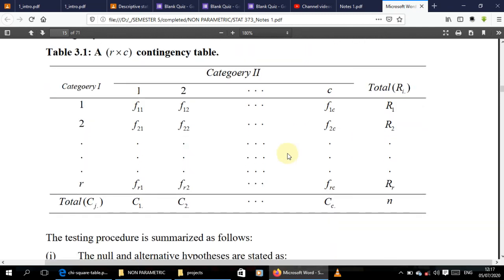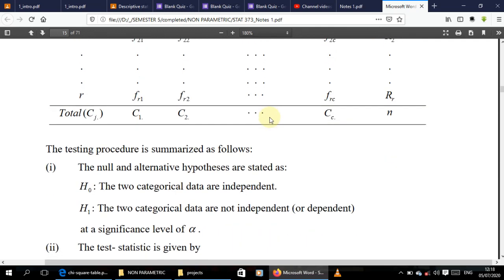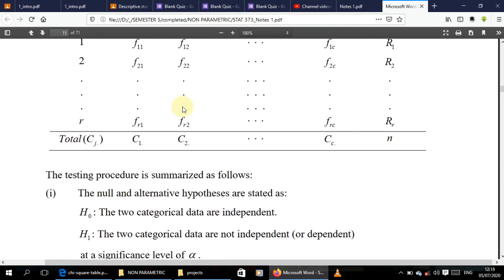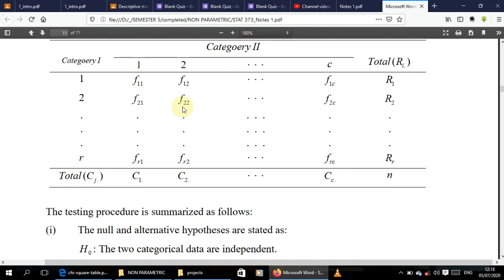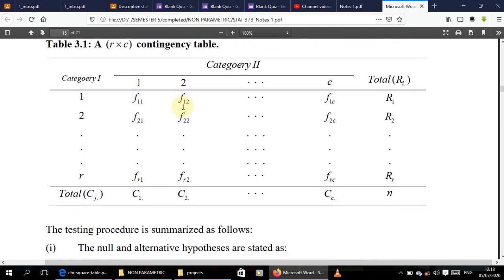You have your category 1, with its various categories here, and category 2, with its various categories also here. Then there are frequencies. Remember the chi-square goodness of fit is more like categories and their frequencies. So this is that. Remember that you are testing for independence.